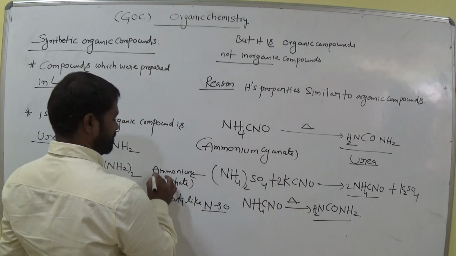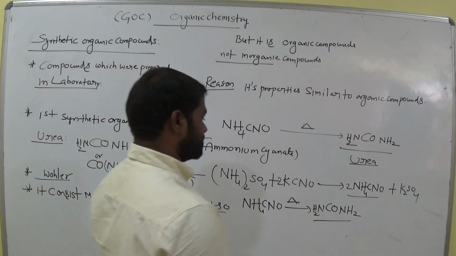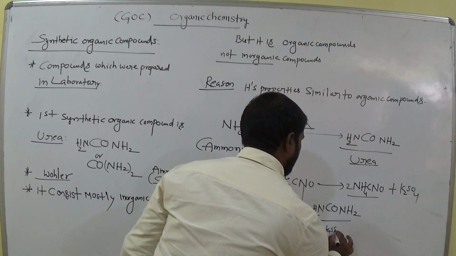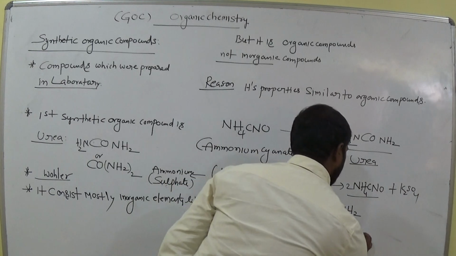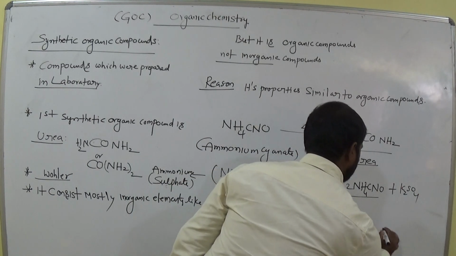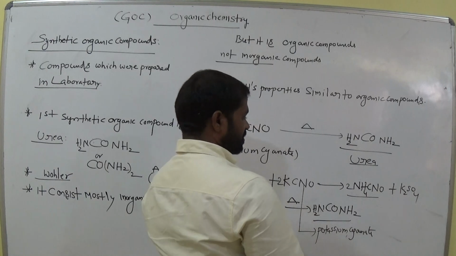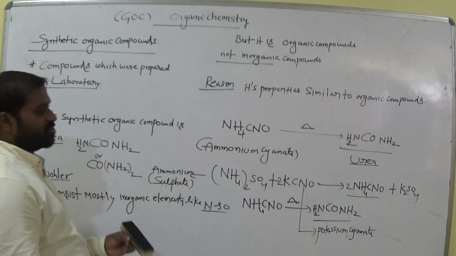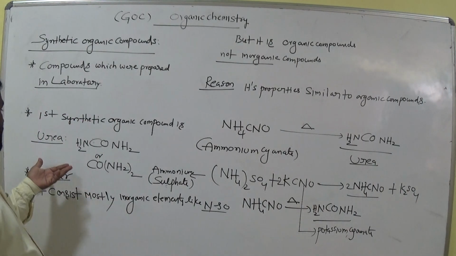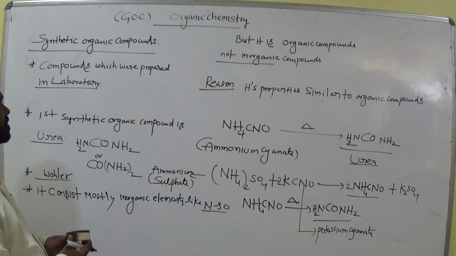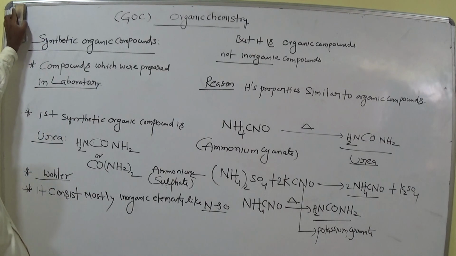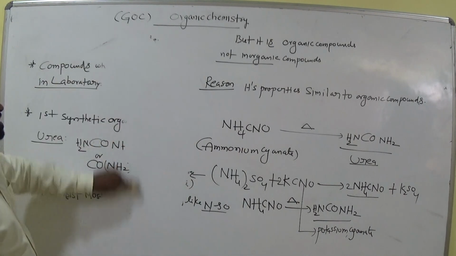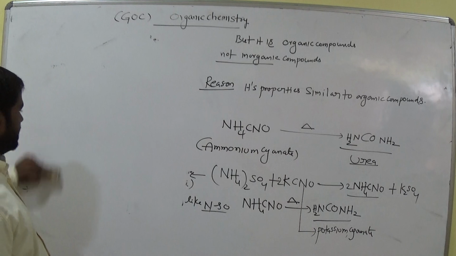Is it clear, all of you? Ammonium sulfate. Potassium cyanate. We know ammonium cyanate already, and potassium sulfate. These are the methods to prepare urea by the scientist Euler. The first synthetic organic compound is urea, by the scientist Euler. Remember that.